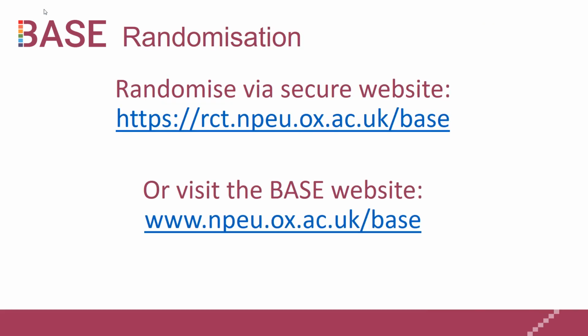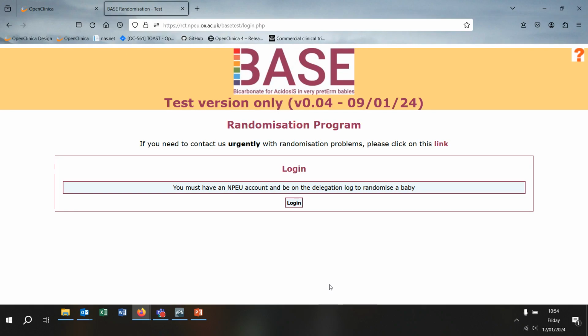The randomization website for BASE is located at the URL on this page, and it should be accessible on most devices and browsers. It will also be possible to access the randomization website via a link on the BASE website at www.mpu.ox.ac.uk/BASE. In this video, I will be using the test randomization website. The main difference between this test version and the live version is the orange banner at the top stating that I'm on the test version. Click Login to start.